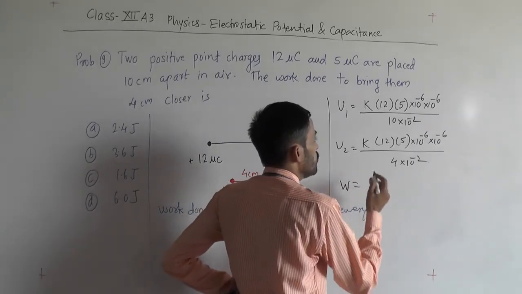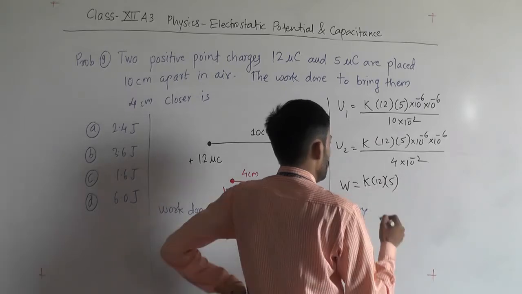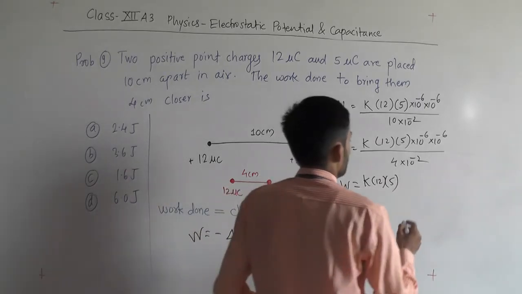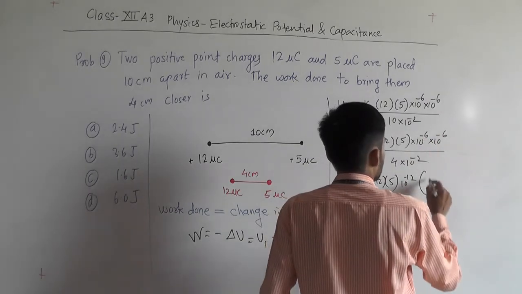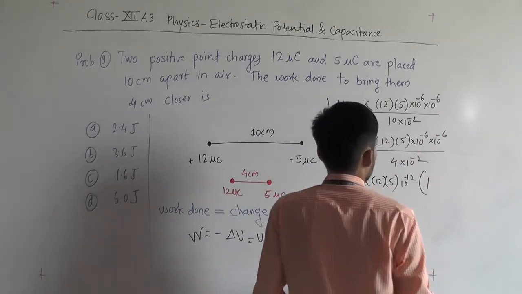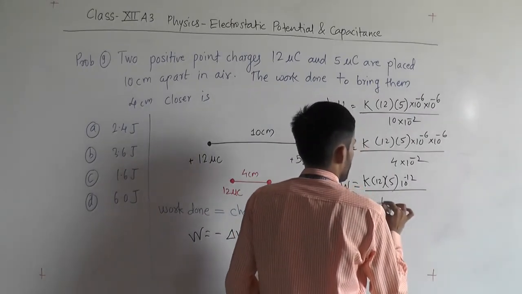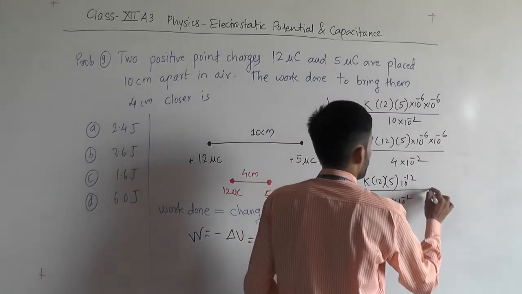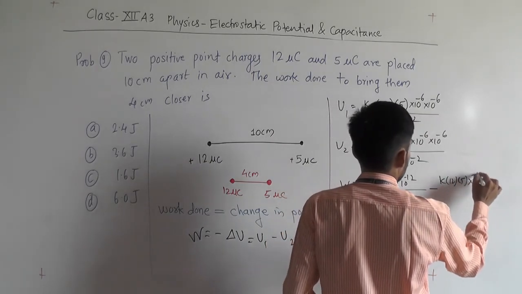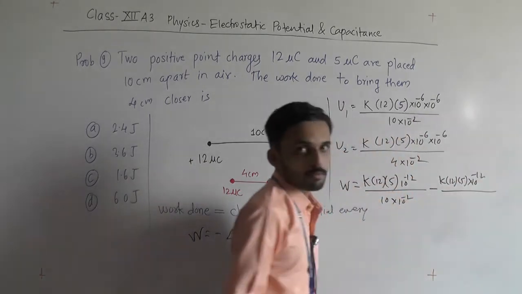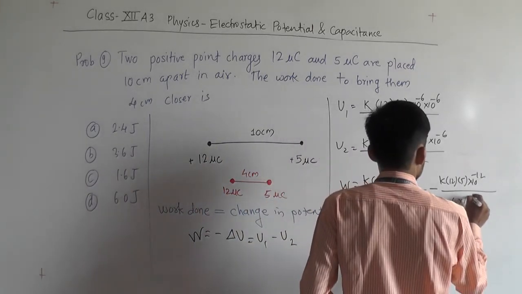W is equal to K को कॉमन लो, 12 को कॉमन लो, 5 को कॉमन लो, 10 raised to minus 12 भी कॉमन लो, 6 6 12, this will be 1. ओके, नहीं तो ऐसा करो आपको समझने के लिए, अपॉन 10 into 10 raised to minus 2 माइनस K into 12 into 5 into 10 raised to minus 12, अरे बाप रे बाहर निकल गया, अपॉन 4 into 10 raised to minus 2.